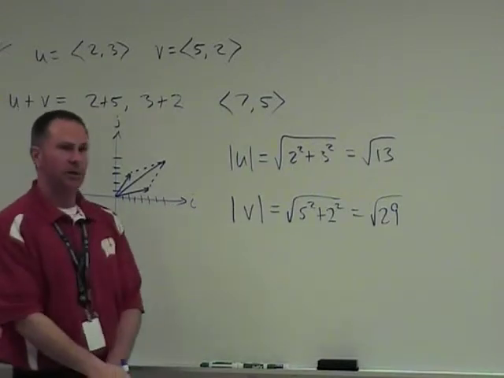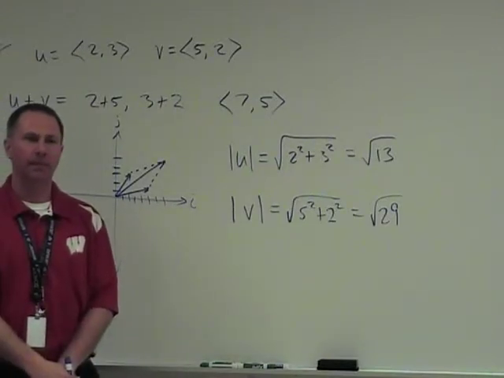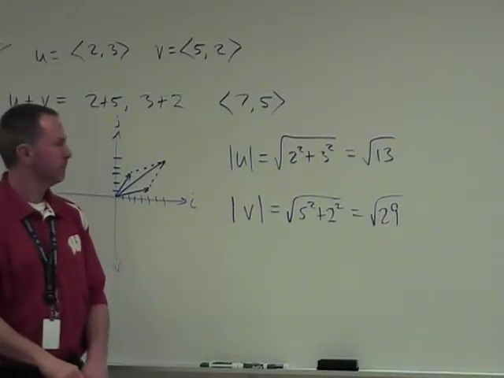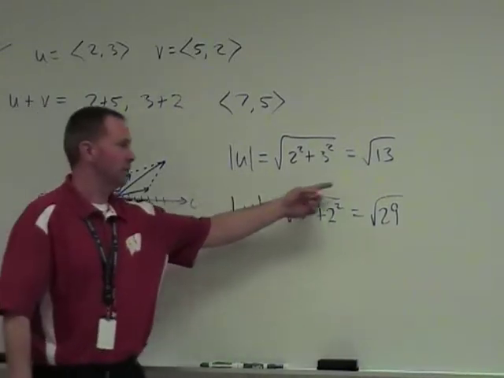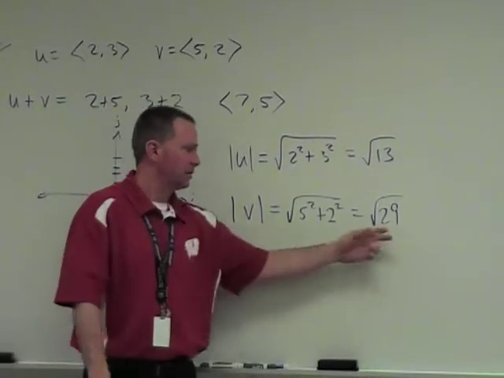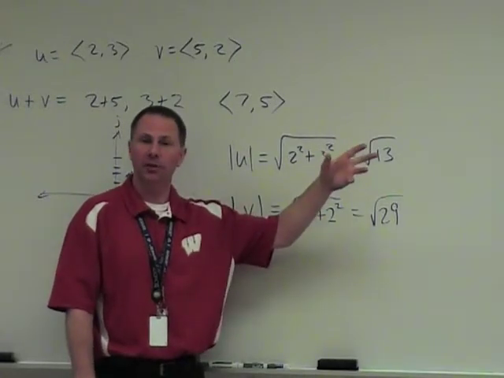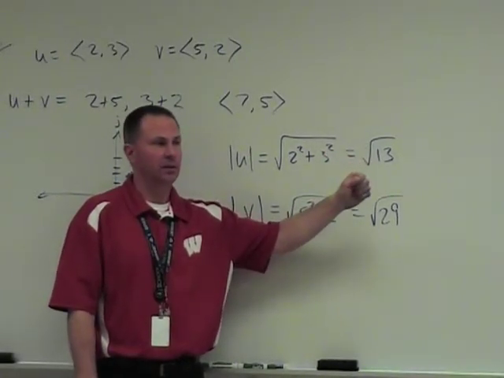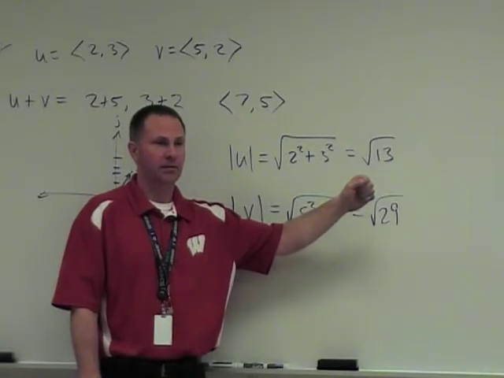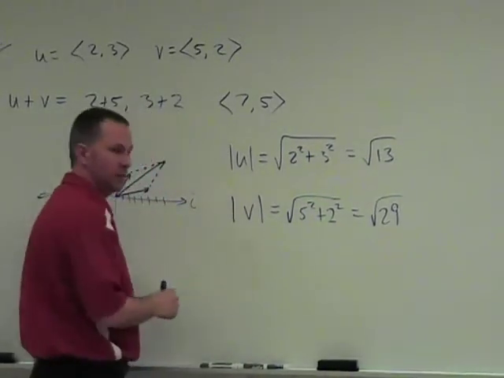Good. Alright, now you ready for a complex one? Wait, so what's the actual answer? What would you say? The magnitude of u is the square root of 13. The magnitude of v is the square root of 29. These are distances from the initial point to the terminal point. That's what you just found. Okay? Now do this one. This is going to be hard.